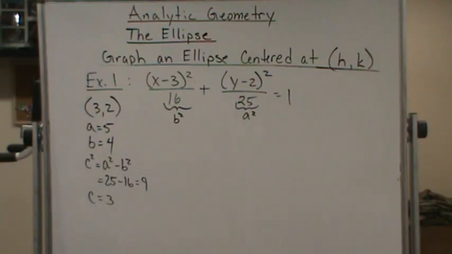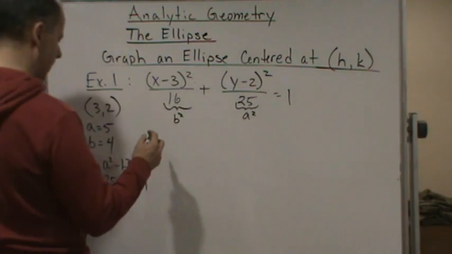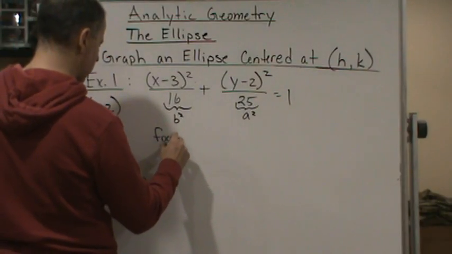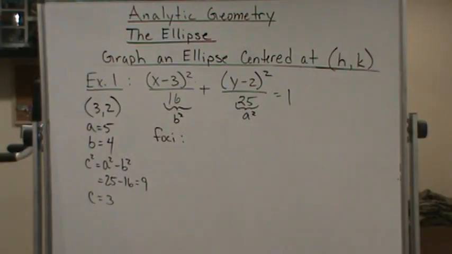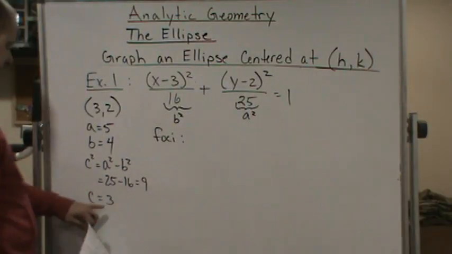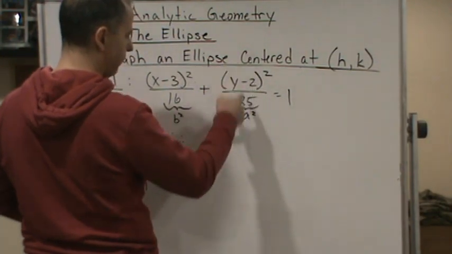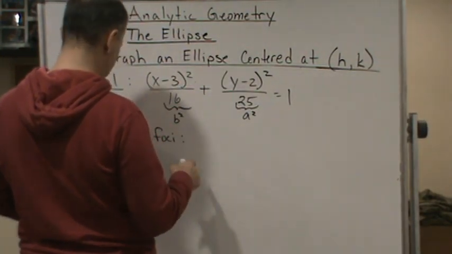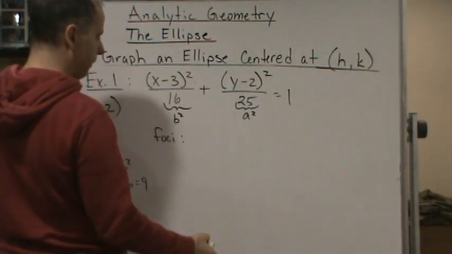All right, cool. Now, what do they want? Okay, so we got the center. Now they want us to identify the foci, right? So the foci, remember, that's our c, right? That involves our c. c is 3, and the major axis is vertical, which means the foci are vertical also, on the major axis.